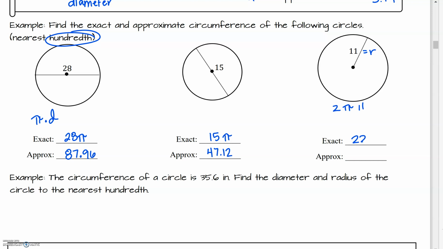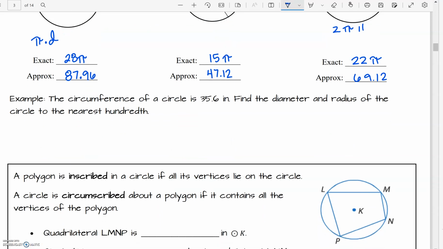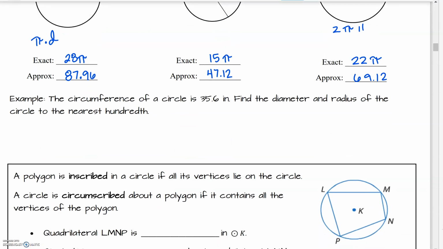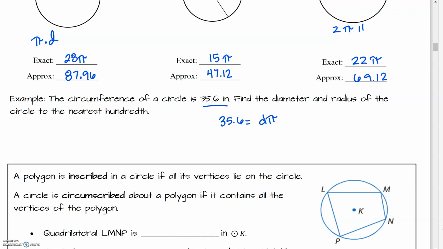So on this example, we are given the circumference. So 35.6 is equal to the diameter times pi, or pi times diameter. So in order to find the diameter, we need to divide both sides by pi. So that's going to cancel, leaving us with just the diameter. So our diameter is going to be equal to 11.33. And that means our radius is half of that, which would be 5.67.